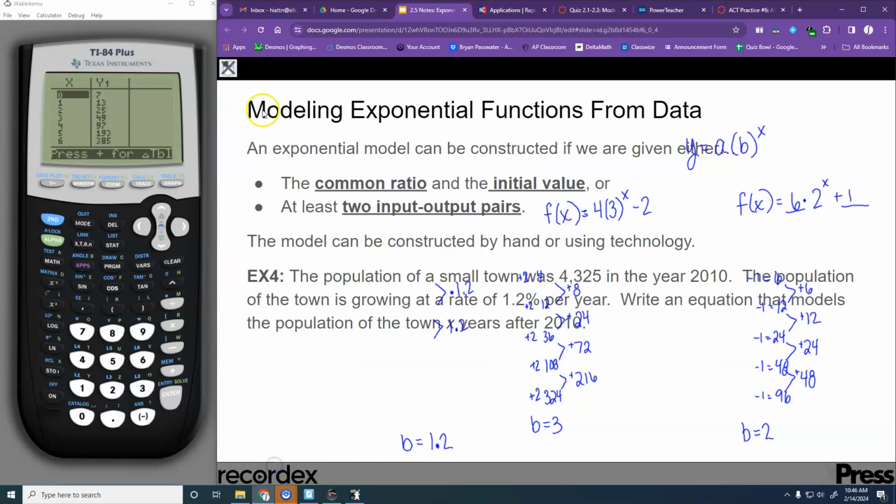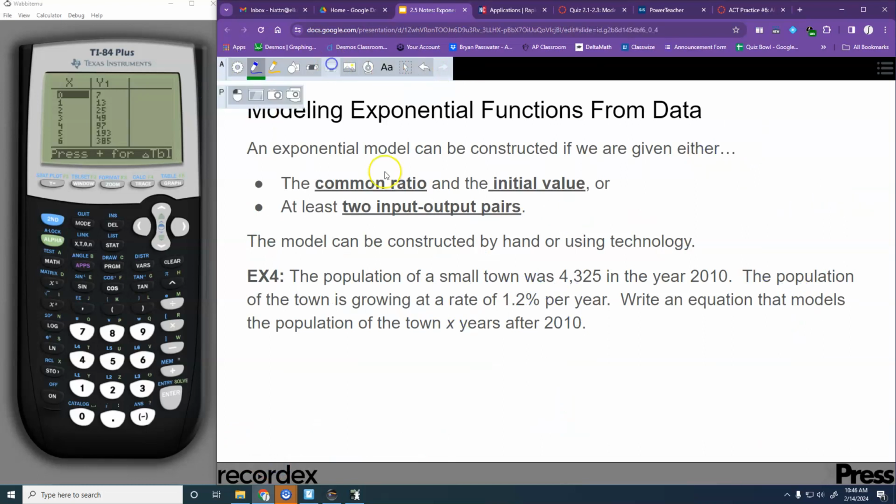Okay, let's look at the next slide here. All right, so whenever we are modeling exponential functions from data, we do not have to have a lot of information to write an exponential equation for a situation. One way that we can do it is if they give us the common ratio and the initial value, that is enough to write the equation. Another option is that they give us 2 input-output pairs and tell us that it's exponential. So the model can be constructed by hand or using technology. And we need to be able to do both.